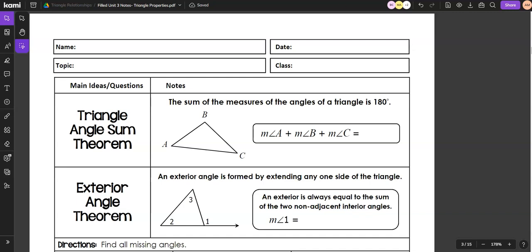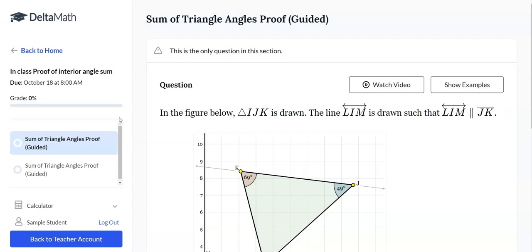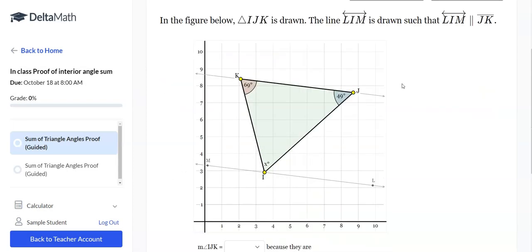All right, so what I'm going to show you guys real quick is why it works, okay? All the interior angles of a triangle do add up to 180 degrees. I'm in caps lock. All right, so I'm going to pull up Delta Math. I did find where they have the preview so I can have a student account.